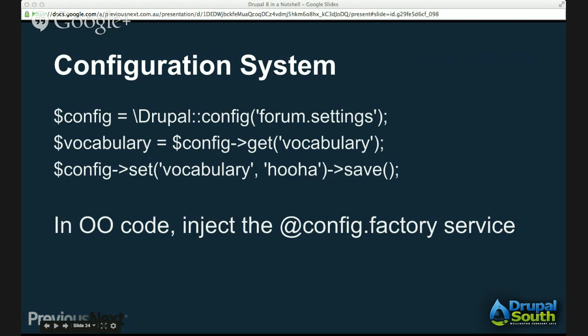But if you're doing object-oriented code, you can get the config factory service from the container and inject that in. And yeah, so you should try and avoid using the \Drupal object in any OO code.